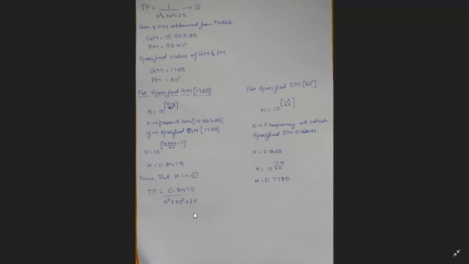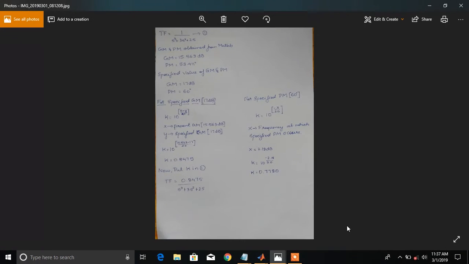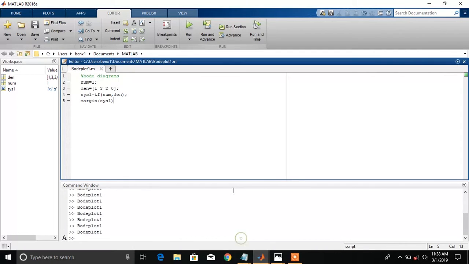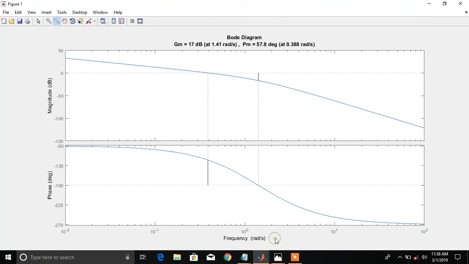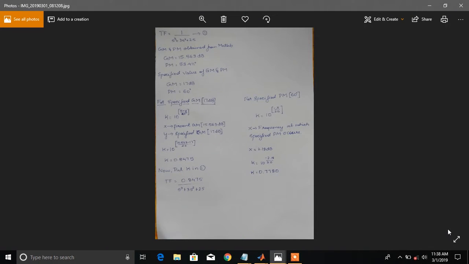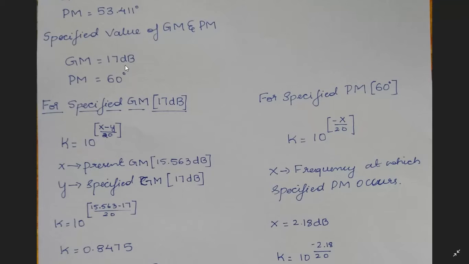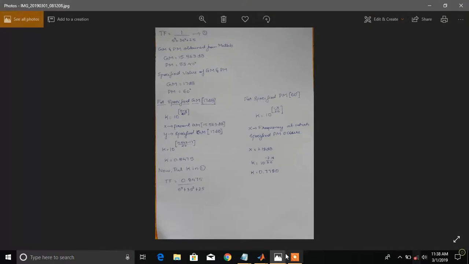Now, substitute this K value in the numerator by modifying the code, 0.8475, and execute the code. You will obtain a plot wherein you will find the gain margin as 17 dB, which is exactly shifted from 15.563 dB to 17 dB. So from here you have successfully obtained the K value as 0.8475.